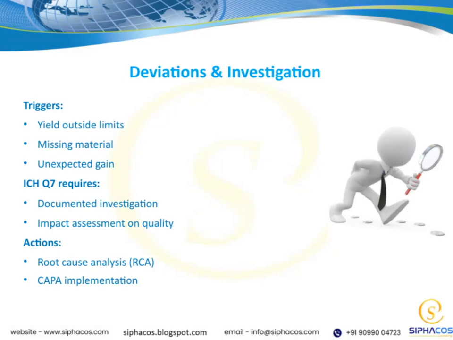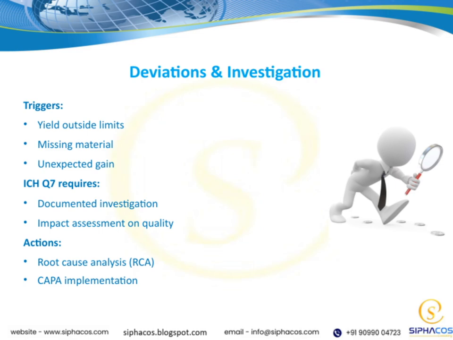Now, let's take a closer look at deviations and investigation. When we encounter triggers such as yields falling outside the established limits, missing materials, or unexpected gains, it's essential to act promptly. According to ICH Q7 guidelines, any deviation like this requires a thorough, documented investigation. We need to understand what caused the deviation and assess its impact on the overall quality of the product.